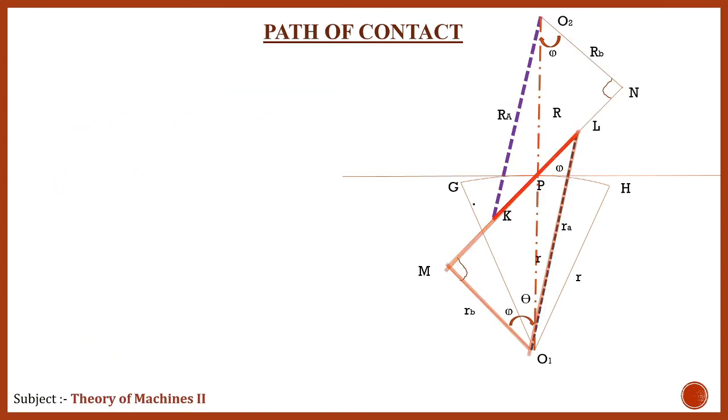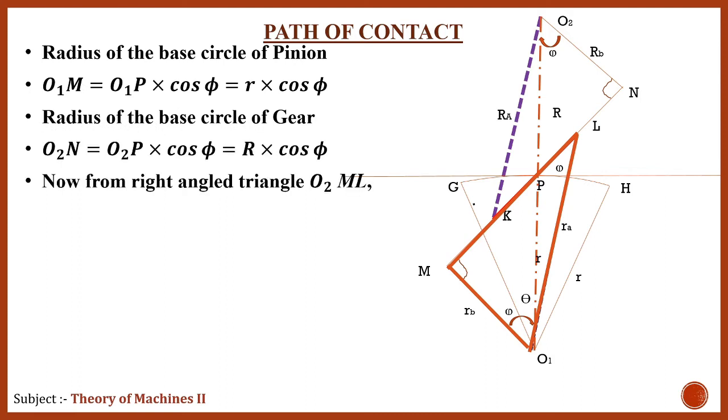In the same fashion, we are going to derive the expression for the path of recess. Now, again, we already calculated this small r sin phi, capital R sin phi. Now consider this right angle triangle O1ML, where O1L is the hypotenuse. Now ML is equal to the square root of O1L square minus O1M square. O1L is the addendum circle radius, and O1M is the base circle radius that we already calculated, which is r cos phi.